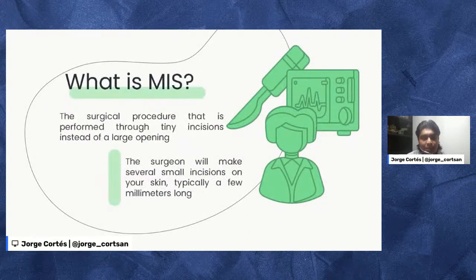What is MIS? MIS is a surgical procedure that is performed through tiny incisions instead of a large opening. The surgeon will make several small incisions on your skin, you as a patient. These small incisions are typically a few millimeters long. Because of that, you will have a quick recovery time and less pain compared with traditional surgery.